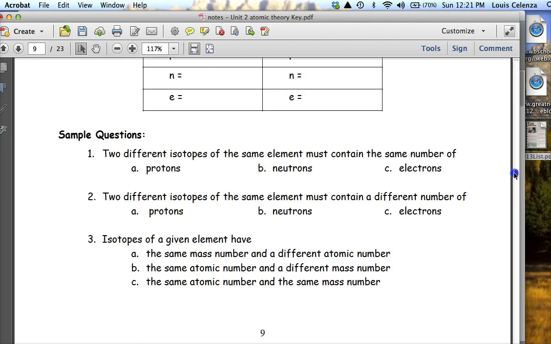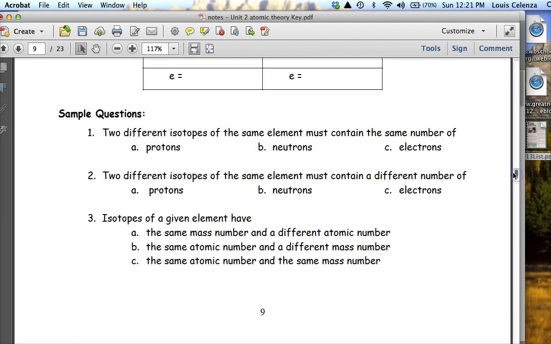These, I believe, look like questions from previous Regents exams. Remember, they don't really ask you about electrons when it comes to isotopes, so we're not going to worry about that. Let's do the drawing here.